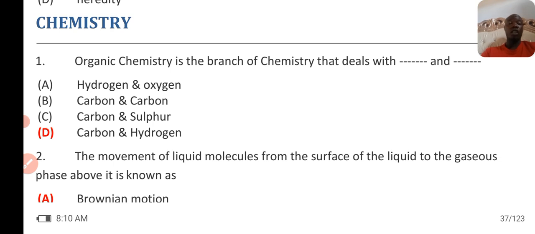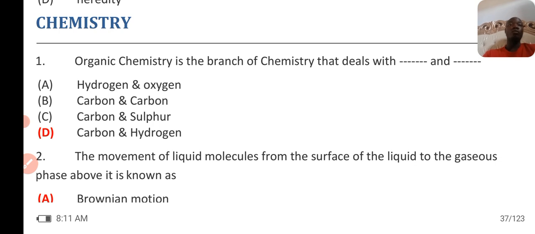Because when we say organic chemistry is the study of carbon and its compounds, not carbon and an element or carbon and other elements. No. Organic chemistry is the study of carbon and its compounds. And remember, when we say compound, it means a combination of two or more elements that chemically combine.